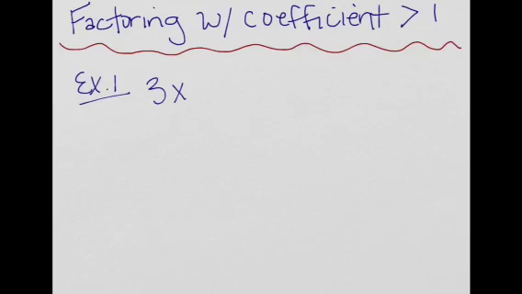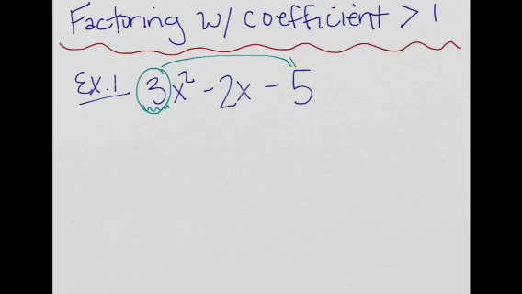Let's say we have 3x squared minus 2x minus 5. And the difference, again, is that this number right here is something other than 1. It's a little bit different than the other way we factor. So what you have to do is take this number, that coefficient, and multiply it by this number. Don't forget to take the sign. So 3 times negative 5 is negative 15.